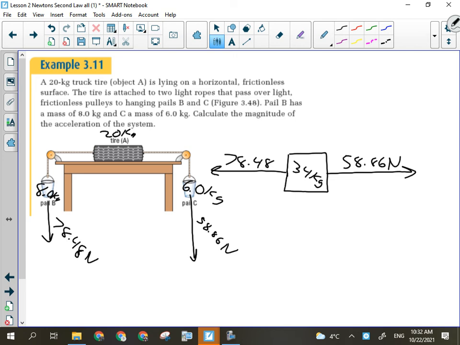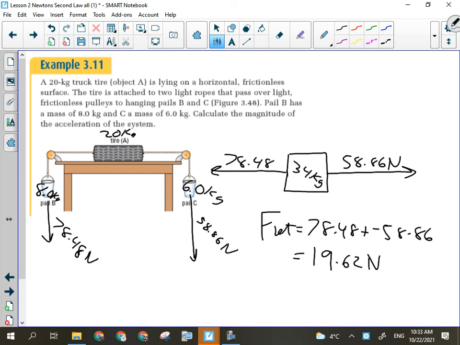F net. Using m times a or sum of all forces? Sum of all forces. So F net is simply going to be 78.48 plus negative 58.86, or just subtract it, and that's going to be 19.62 newtons is my net force. So that 19.62 newtons has to accelerate the entire system, all 34 kilograms of it. Everyone all right with that idea?